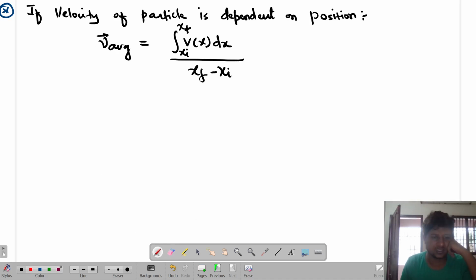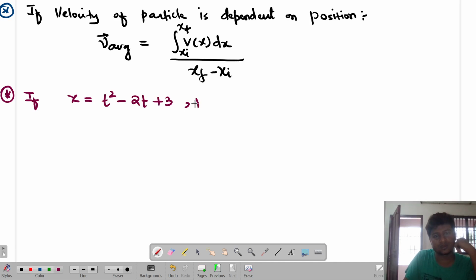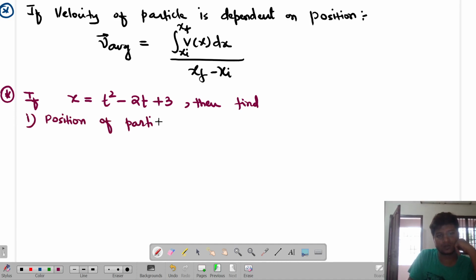So based on that, let's pick up one question. Right or not? Question is, if x is equal to t square minus 2t plus 3, then find all those parts. First part, once again we'll do it: position of the particle at t is equal to 0 and t is equal to 1 second.